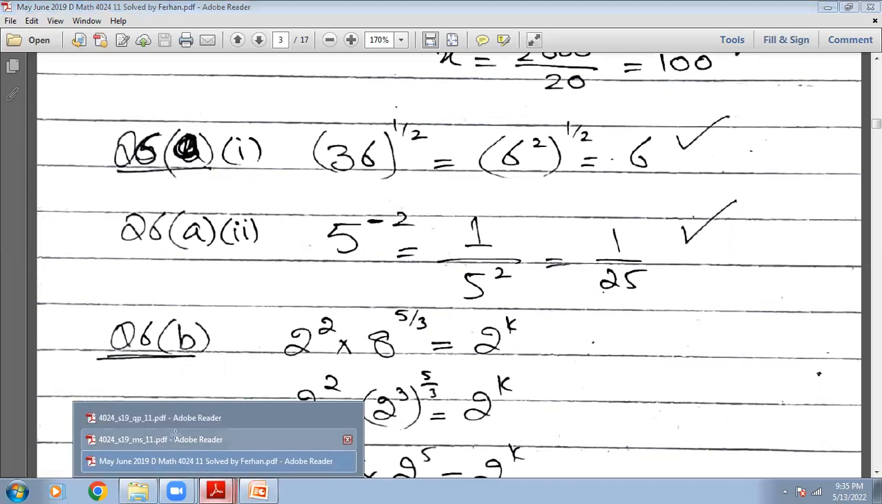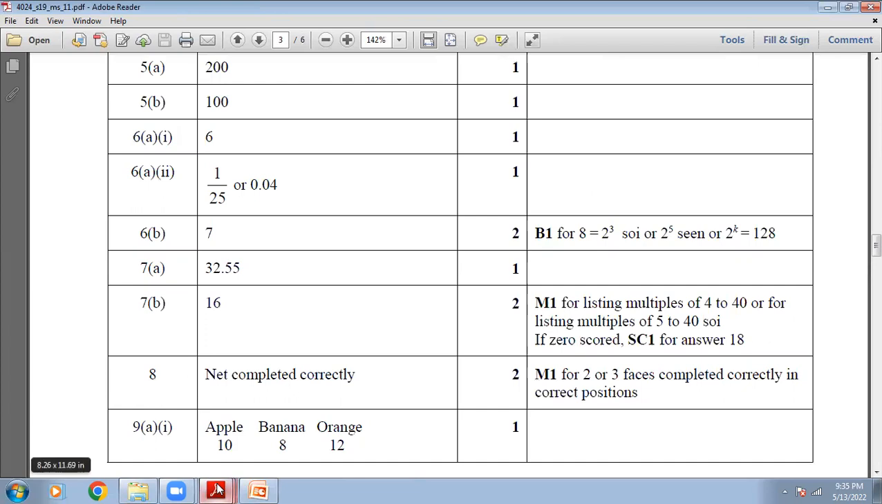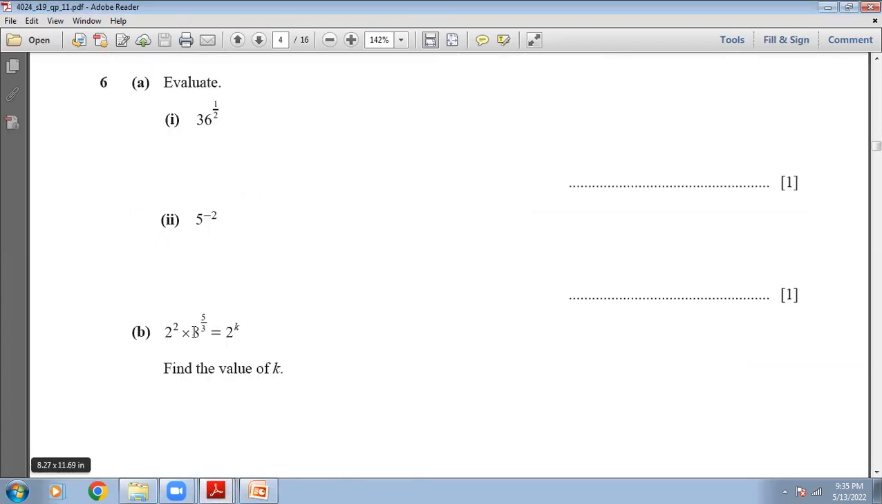So our answer is right. So let's have a look at the marking scheme. So that answer is right, sir. Okay. So we are going to the next question.